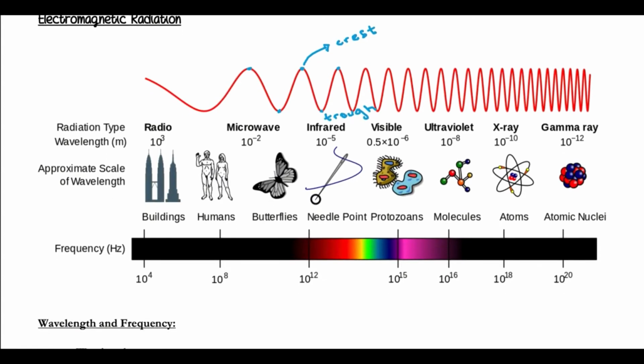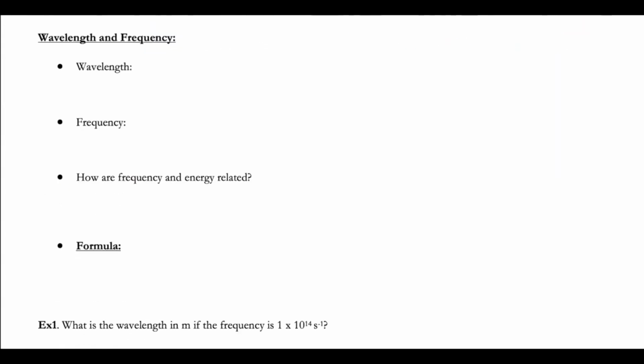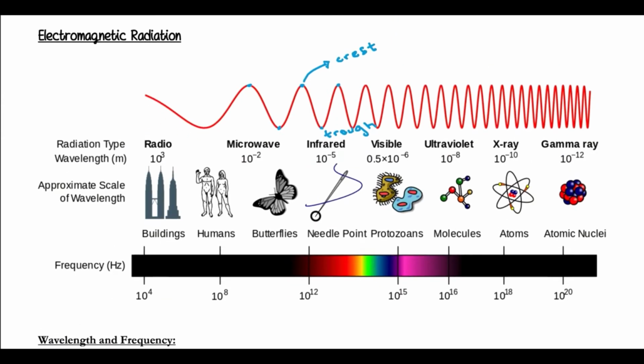So really quickly, before I get into comparing wavelength, I've got to first define what that wavelength is. So wavelength is the distance between two crests or two troughs. So let me show you what that looks like. So when I look at this electromagnetic radiation right here, the distance between this crest and this crest, that is your wavelength, okay?